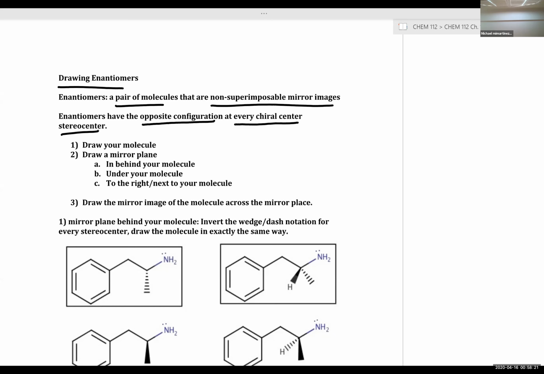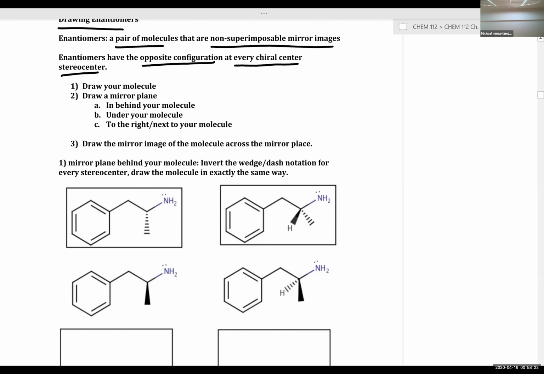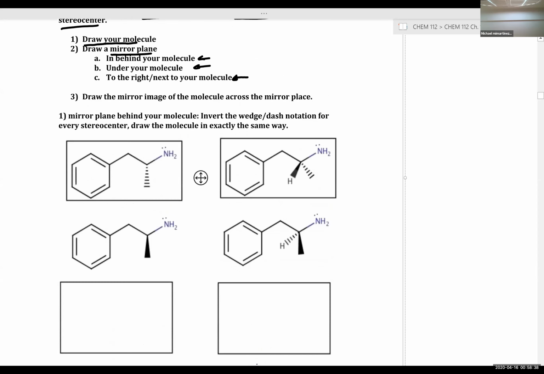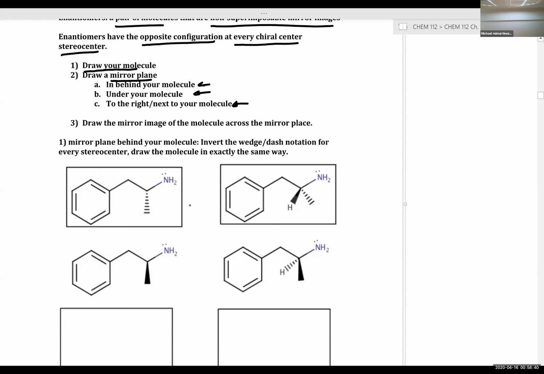So here's the goal. Here's the trick. You draw your molecule, you draw a mirror plane, and there are some options. You can draw it behind, under, or next to your molecule. Okay. So here's an example. Here's an example of a mirror plane behind your molecule.